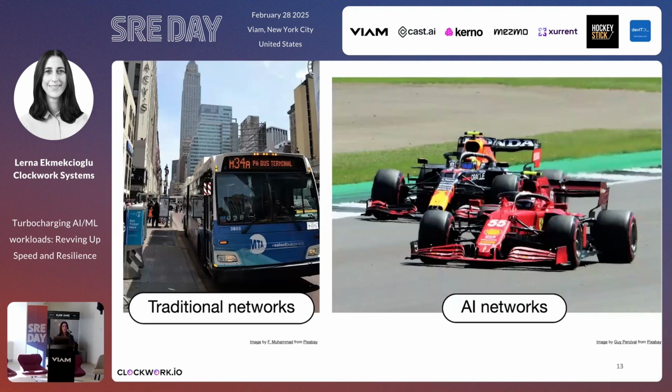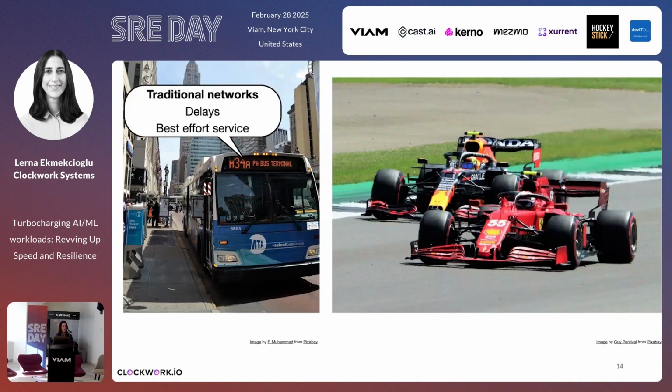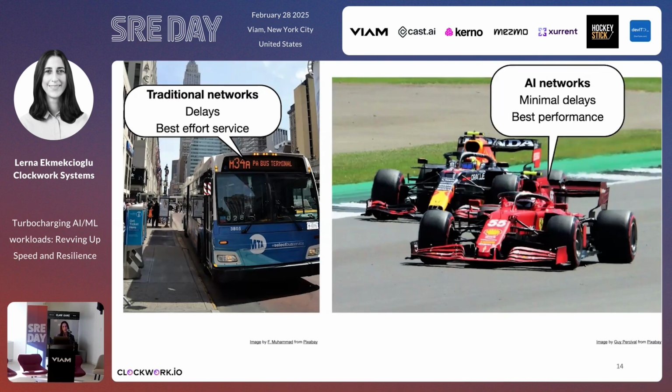So I want to talk about traditional networks versus AI networks next. Traditional networks to me are like the buses in the city. So we tend to expect delays, and because there are going to be packet drops and retransmissions, they're going to incur tail latencies to our applications. We expect best effort service. In AI networks, on the other hand, we have lossless fabrics, minimal delays, and we expect best performance. They're like the Formula One racetrack, for example.